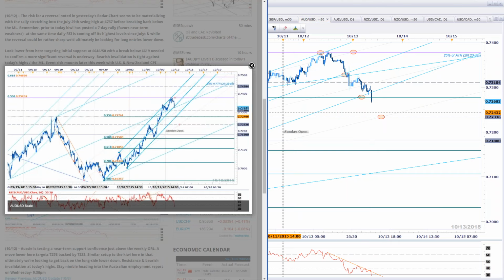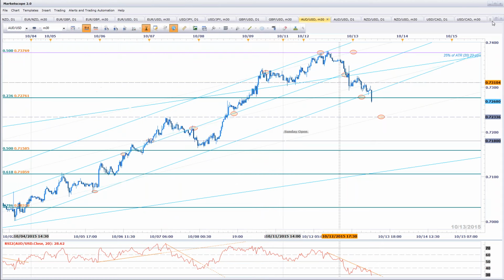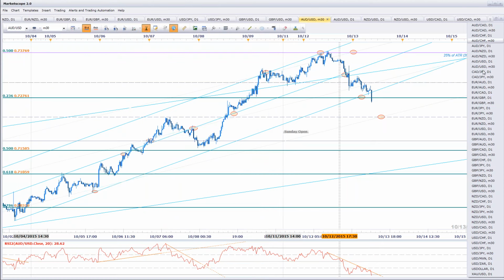Last but not least, EuroCAD. It wasn't highlighted on yesterday's piece, but what a beautiful setup it was. This was from earlier in the week. Here's what EuroCAD looks like on the daily.